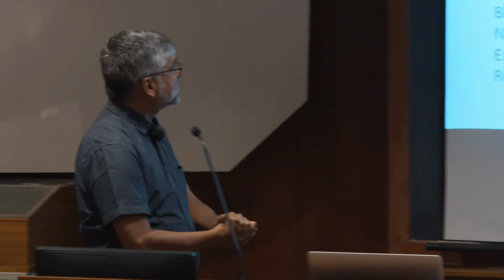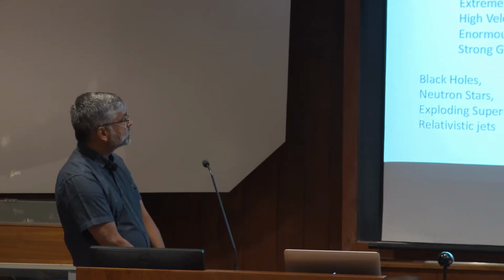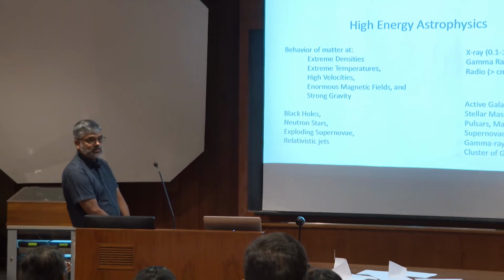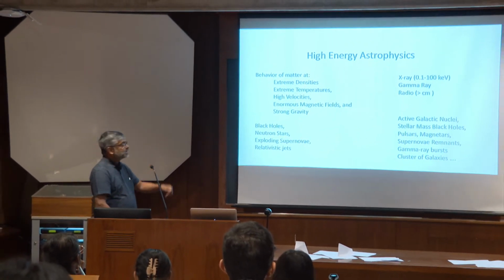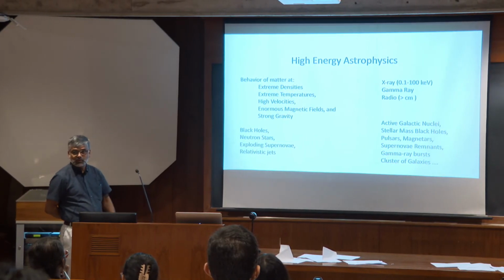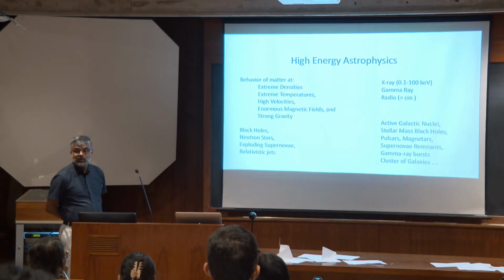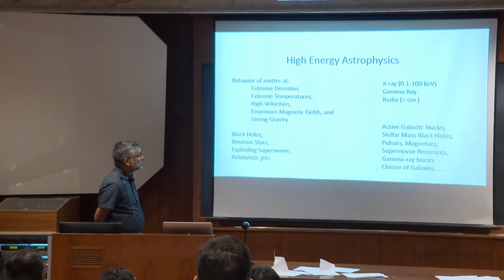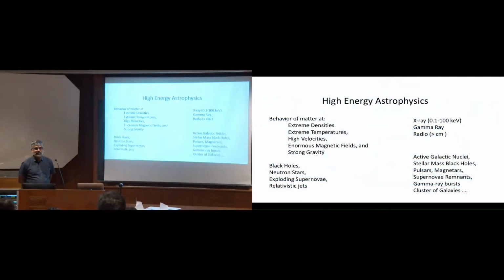So X-ray astronomy is by and large the study of extremes of the universe. X-ray astronomy allows you to inspect extreme densities, extreme temperatures, very high velocities, relativistic objects, enormous magnetic fields and strong gravity. And these things appear near black holes, neutron stars, or an exploding supernova, or where you have relativistic jets and so on. The objects themselves are called things like active galactic nuclei.